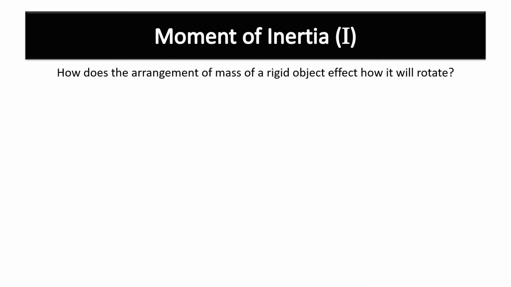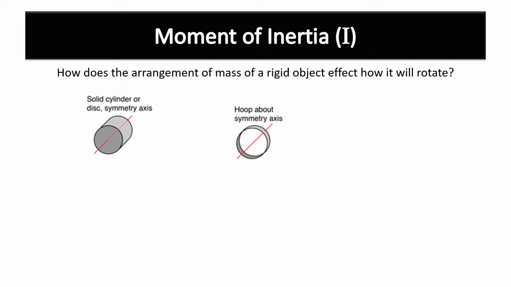How does the arrangement of the mass of a rigid object affect how it will rotate? You could have a solid cylinder or a hoop where, again, the mass is further away from the axis. You could even have a rod rotating about its center like this, or maybe even a sphere like Earth, a solid sphere, or maybe it's a hollow sphere like a ball, like a basketball.